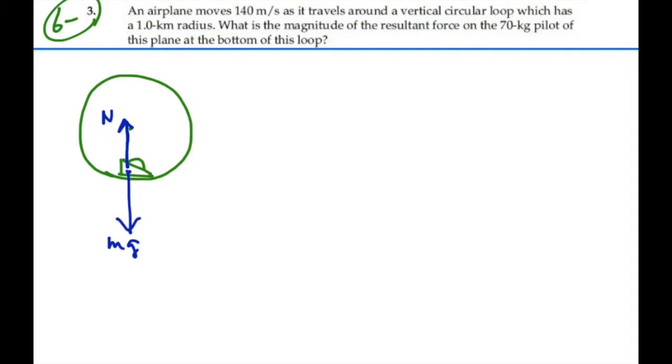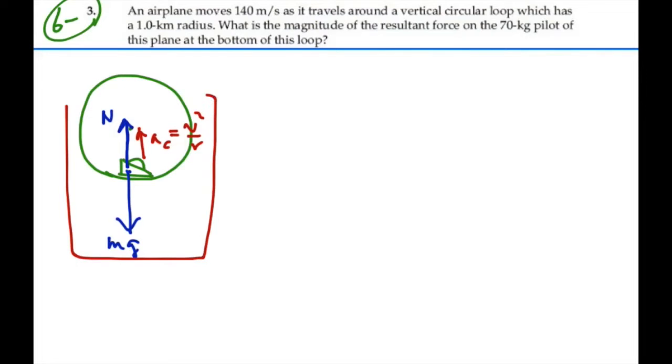And as a result of these two forces, there's actually no force in the x direction because the plane's moving at constant speed, so there's no acceleration in the x direction. But as a result of these two forces, there has to be a centripetal acceleration towards the center of this circle, equal to v squared over r. That's not a force, that's just our acceleration. So that would designate our free body diagram on the pilot.